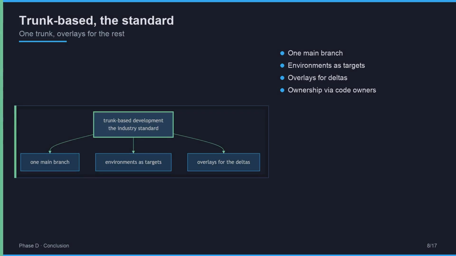See the standard shape. Trunk-based development at the center, one main branch, environments as targets, and overlays carrying the deltas. Ownership is preserved through code owners and branch protection, not through long-lived branches. This is the pattern the industry converged on, because it is the one that scales without drifting.